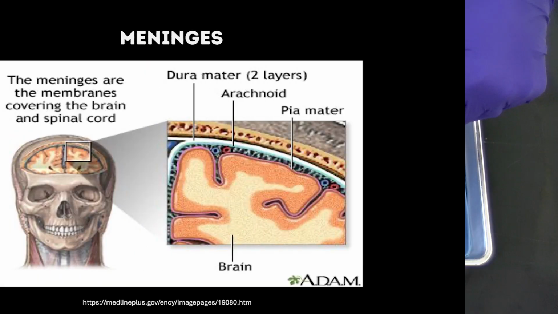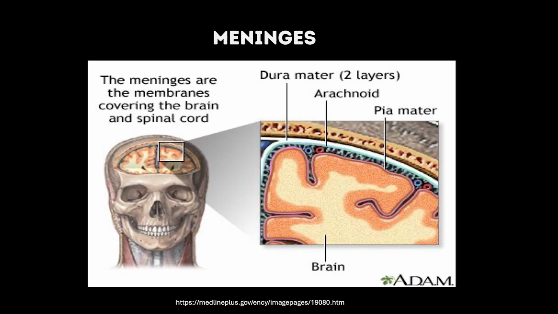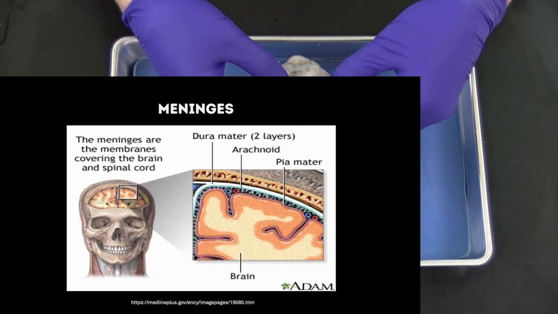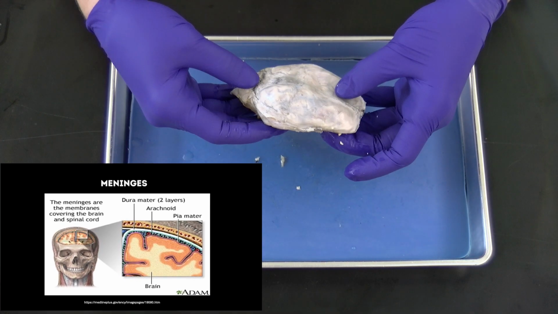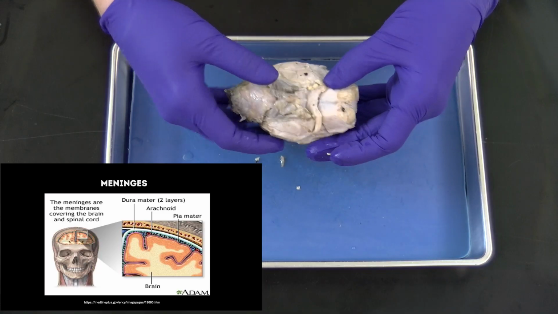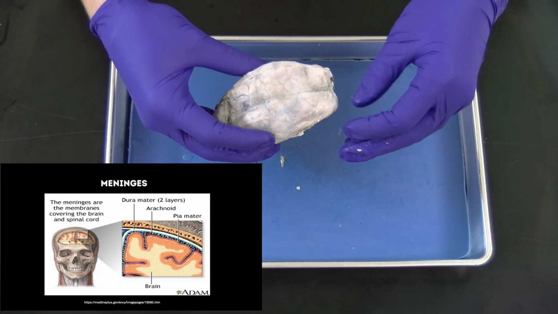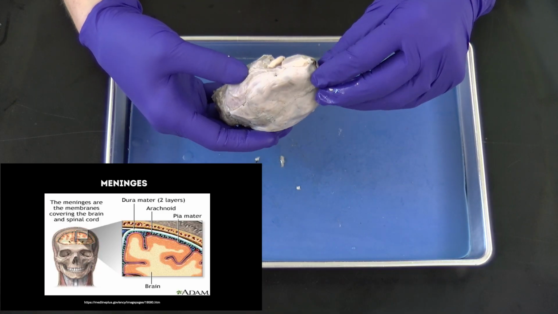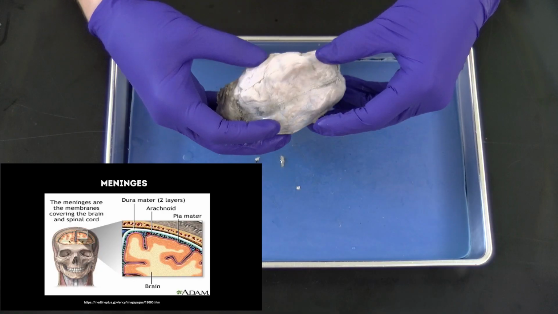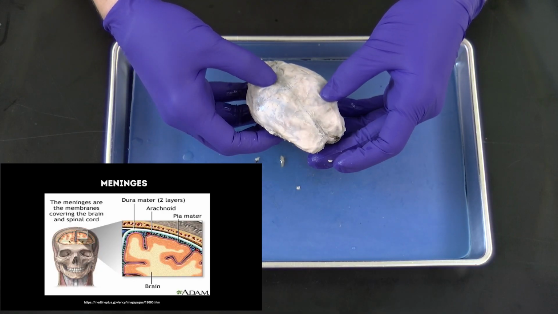So we have a second specimen today that we're going to look at so that we can really properly see these meninges. So you can see how this is white in coloration. So that's telling us that this outer dura mater has not been removed from this specimen.